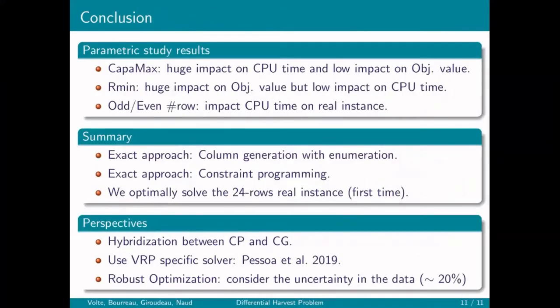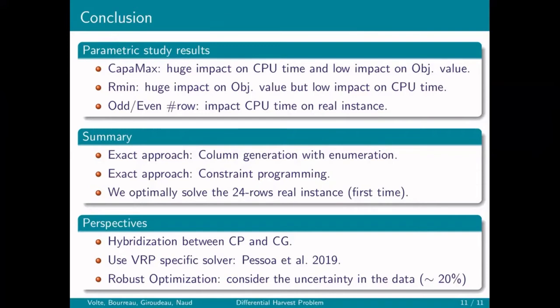So for the parametric strategy results, we have already seen the impact of the parameters. To sum up, we have done a column generation exact approach and a constraint programming exact approach. And as far as we know, we are the first to solve the 24 rows instance, and we want to investigate hybridization between constraint programming and column generation.